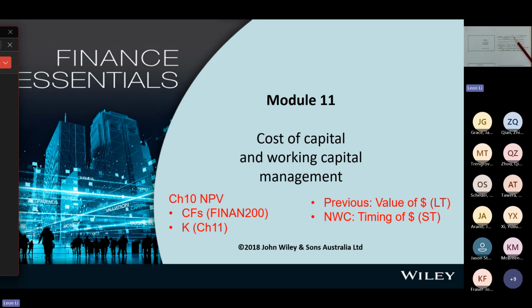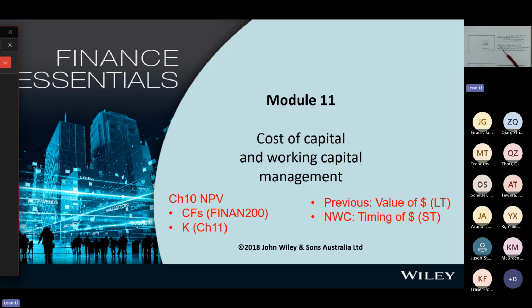All right. Another variable we need to discuss is K, cost of capital. This is another key variable for NPV. In chapter 11, we are going to have some discussion on cost of capital. This is the first topic, cost of capital. The other topic in chapter 11 is working capital management. So when I think working, that means short term. So you can see so far in our previous discussion, our focus is value of money. For me, it's long term. Our focus is value of money.